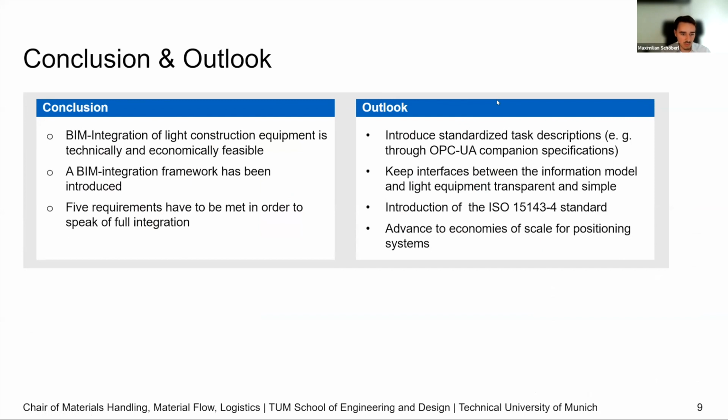We introduced the BIM integration framework, as you've seen now, and we introduced 5 requirements which have to be met in order to speak of a BIM integration of construction equipment. And for an outlook, the main points are that we need a standardized task description, so that the semantics are clear to machines and also to project management level, what should be done. Also, we need to keep the interfaces between information model and light equipment transparent and simple. One way to do that is the ISO norm I told you about in the state of the art.